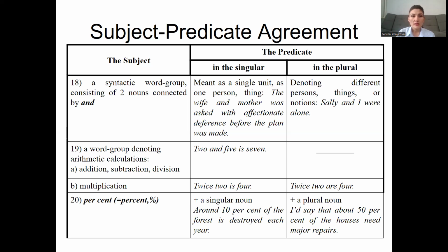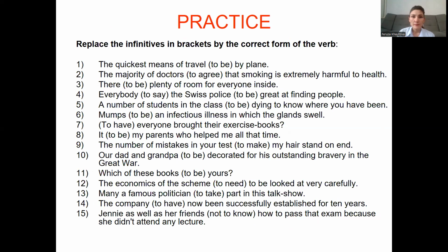A word group denoting arithmetic calculations: addition, subtraction, and division. "Two and five is seven." Multiplication: "Twice two is four. Twice two are four." Percent plus a singular noun: "Around 10% of the forest is destroyed each year." In the plural, percent plus a plural noun: "I would say that about 50% of the houses need major repairs."